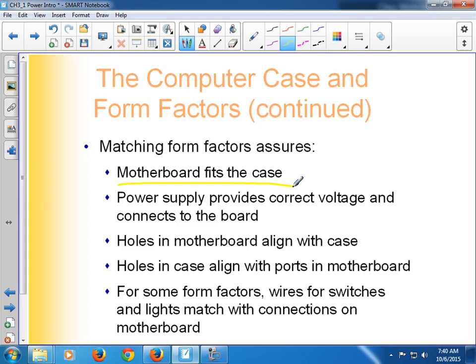Some of them are proprietary, so that you don't have a lot of choices. Dell uses a lot of proprietary parts, proprietary meaning it's owned and controlled by Dell, so you have to buy the Dell thingy in order for it to work.